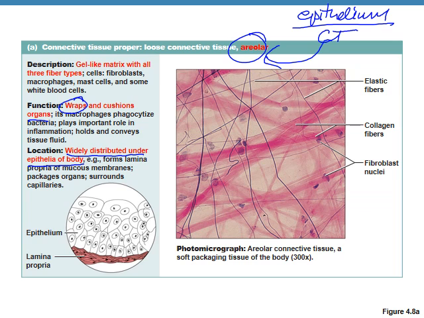It's going to wrap and it's going to cushion organs, and it's kind of a gel-like matrix with all three fiber types. So you can't see the reticular, but they're in here. But you can see the elastic is labeled, the collagen is labeled, and you see where the spaces are located. So there's lots of spaces. In these spaces, you're going to have room for blood vessels. So blood vessels will be able to come up really close to the epithelium or epithelial tissue and supply blood to that tissue.